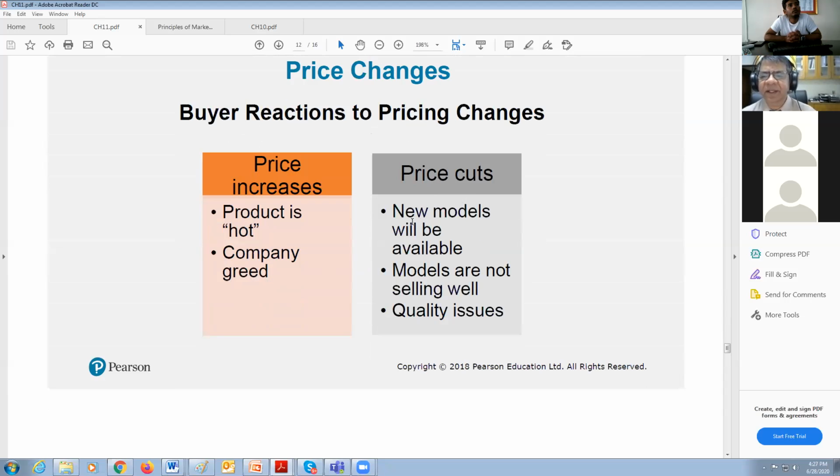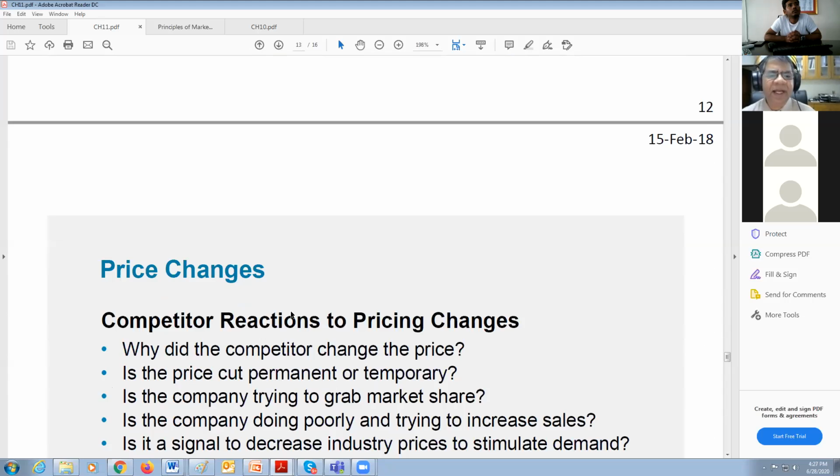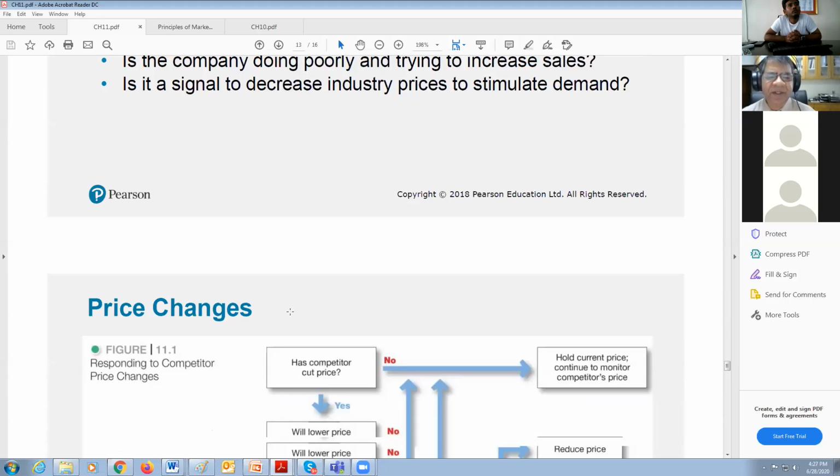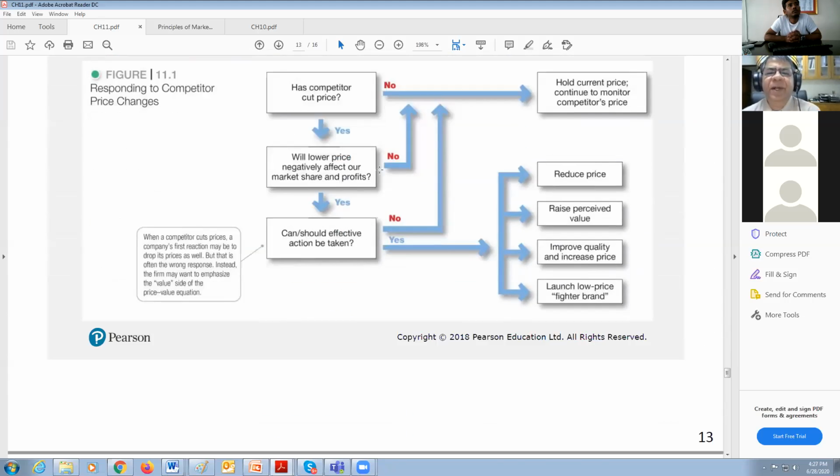Price cuts: new models will be available, models are not selling well, quality issues. So those are price changes. Now, price changes, what happened?